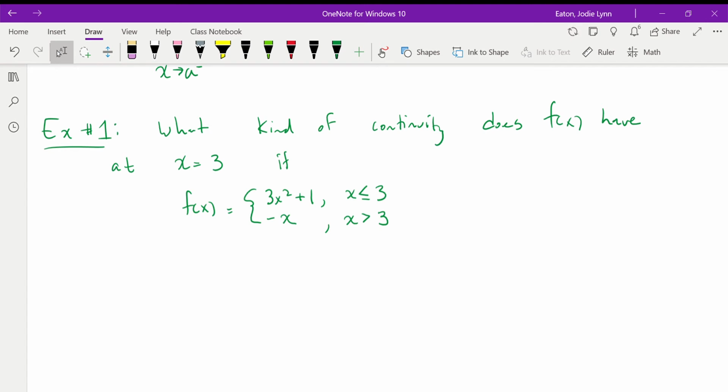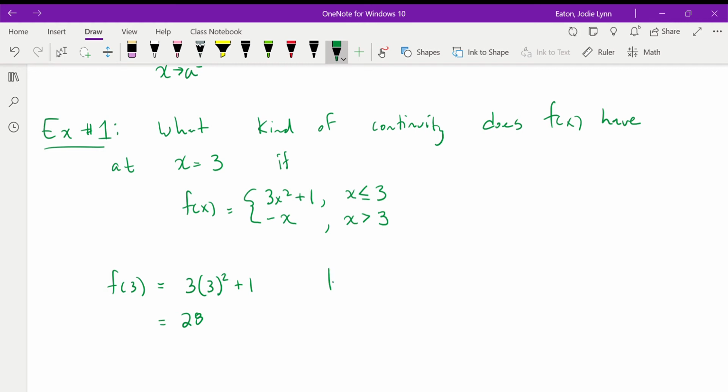In order to figure this out, let's first check f of 3, and then we're going to check if the limit as x approaches 3 of f of x exists by checking the left-hand and the right-hand limits. So f of 3: for x less than or equal to 3, it's 3x squared plus 1. So f of 3 is equal to 3 times 3 squared plus 1. So that's 27 plus 1, which is 28, because the first function is operating at the exact point 3.